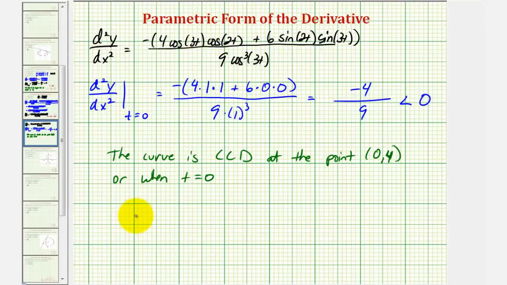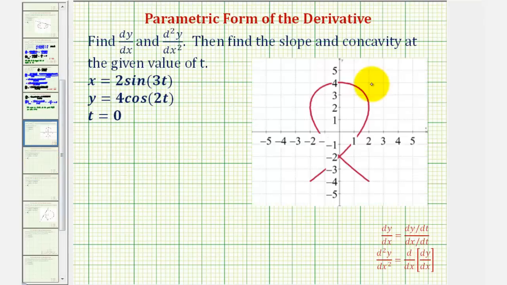Now let's go ahead and verify this graphically. Here's a graph of our parametric curve on the coordinate plane. We already found that when t equals 0, the point on the curve is this point here, 0 comma 4. And notice how at that point, the tangent line would be a horizontal line, meaning the slope is 0, where the first derivative would be equal to 0 at this point, which is what we found. And notice also that at this point, the function is concave down, verifying that at t equals 0, the second derivative would be negative.